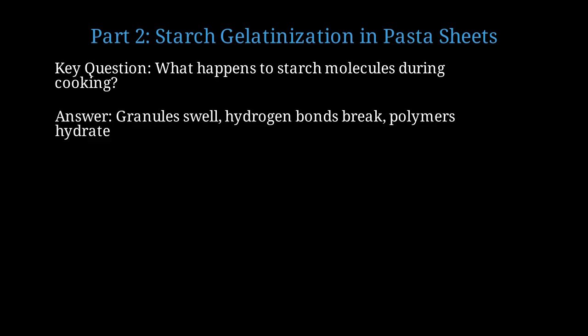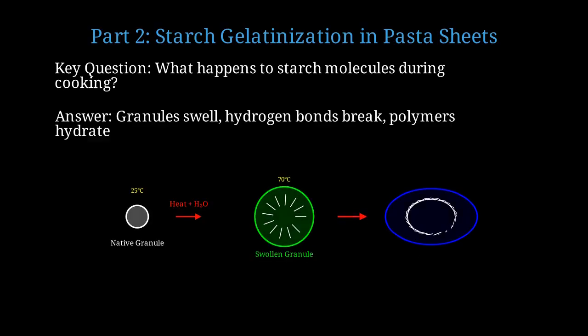At temperatures between 55 and 80 degrees Celsius, starch granules absorb water, swell to several times their original volume, and the crystalline structure breaks down as hydrogen bonds between amylose and amylopectin chains are disrupted. This schematic illustrates the three stages. The native granule at room temperature is compact and crystalline. Upon heating with water, it swells dramatically. At higher temperatures, complete gelatinization occurs with full disruption of crystalline regions.